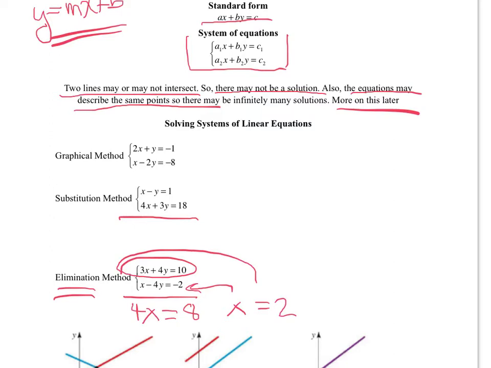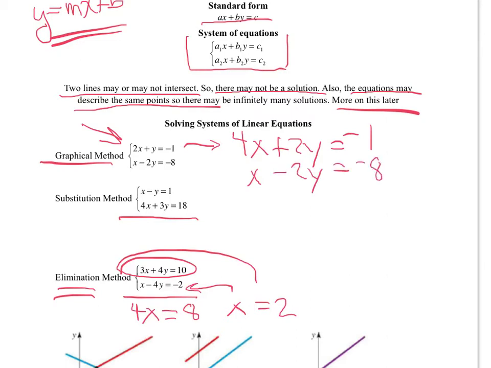The only tricky thing with the elimination method is that in this particular system, the coefficients were already given as opposites. So sometimes you just have to multiply one equation by some number to get the coefficients to be opposite. For example, in the graphical method example, you could multiply this first equation by positive 2. If you multiply every term in that first equation by positive 2, you would get 4x plus 2y equals negative 1. The second equation is x minus 2y equals negative 8. So now you have opposite coefficients for the variable y, so you can add the equations together and that will eliminate a variable.